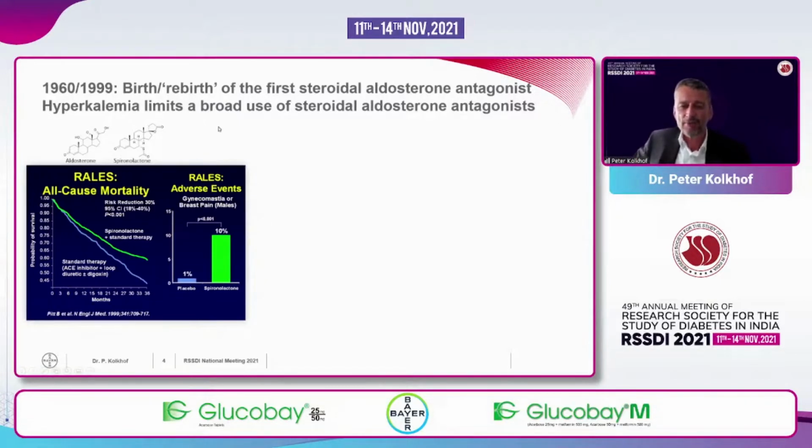Spironolactone given on top of standard of care at that time among patients with severe heart failure reduced mortality by a fabulous 30%. However, due to the unselectivity of spironolactone, the very famous side effect, gynecomastia, was also present in about 10% of all men in this clinical trial.